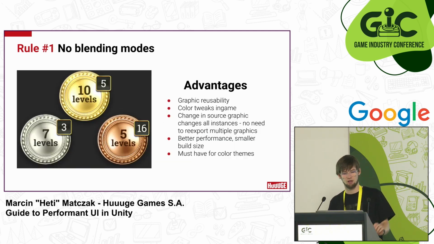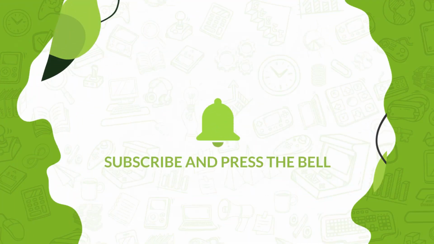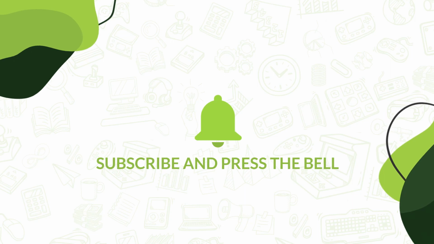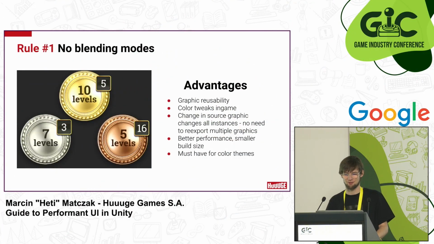And in this example, I received three graphics for gold, bronze, and silver medals, and my inner optimization instinct kicked in, and I said, no, we can make it with only two graphics. So I taught the fellow artists how to separate highlights into a separate layer, and we got it working easily like that. And it was a good decision because of reusability. We ended up using this graphic in more places and with more color varieties.